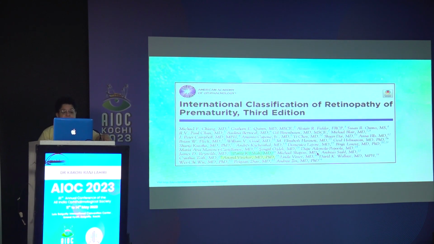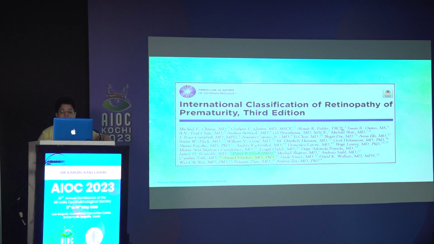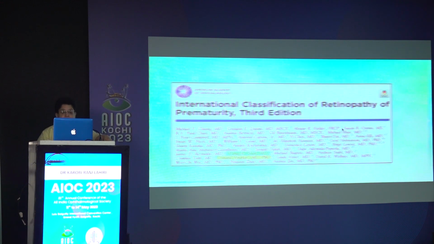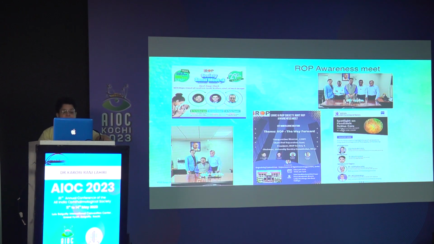And then special laurels to Dr. Paraksha and Anand, who have contributed towards the ICROP 3 classification. It's really a proud moment for India. And again, his tenets in the guidelines, NNF guidelines, which is commendable.